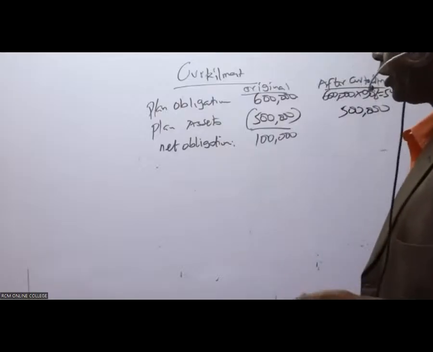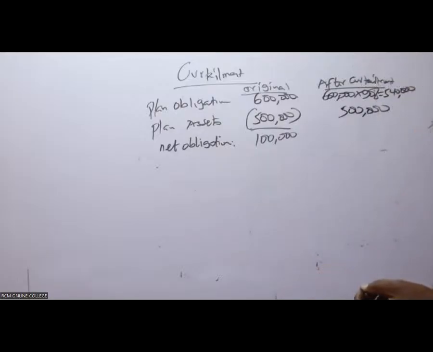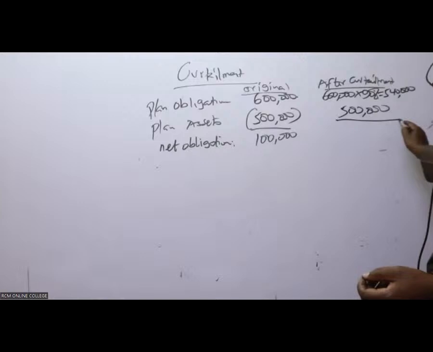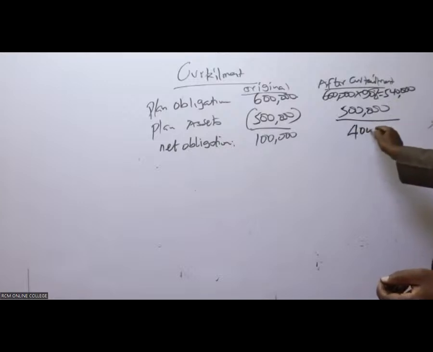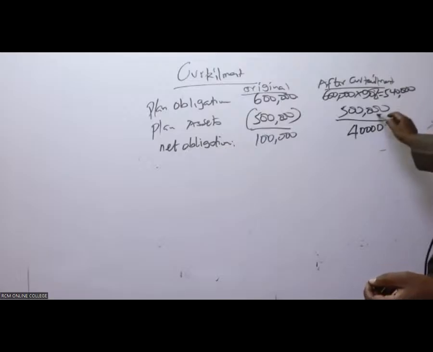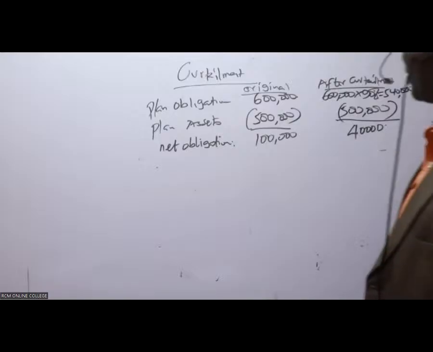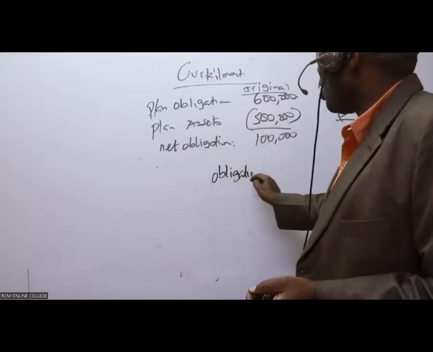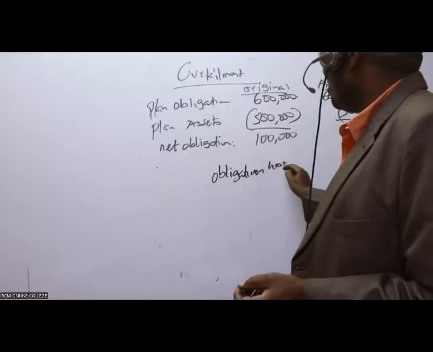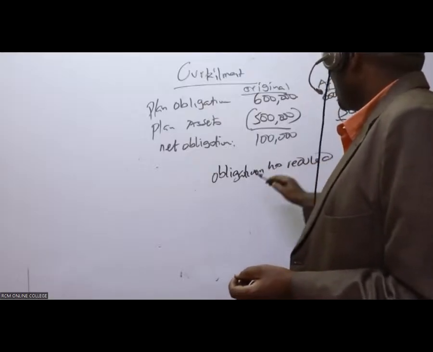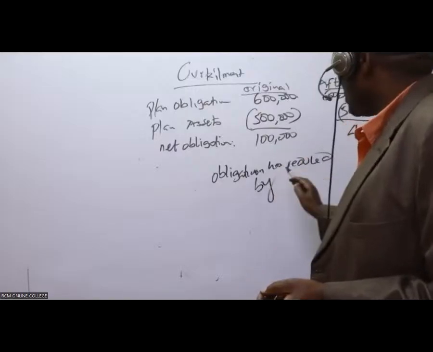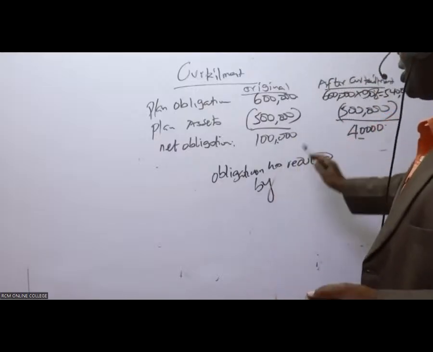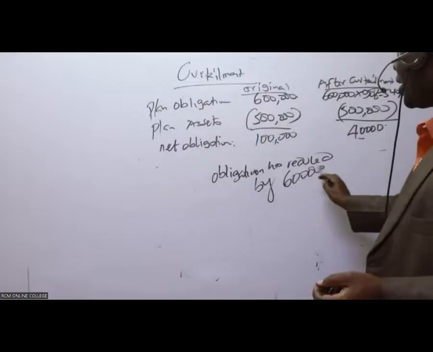500,000. So in this case here, the new net obligation will be what here? Somebody says 40,000. This minus this, 40,000. So in short, ladies and gentlemen, the obligation has reduced by the difference. The obligation has reduced by 60,000.